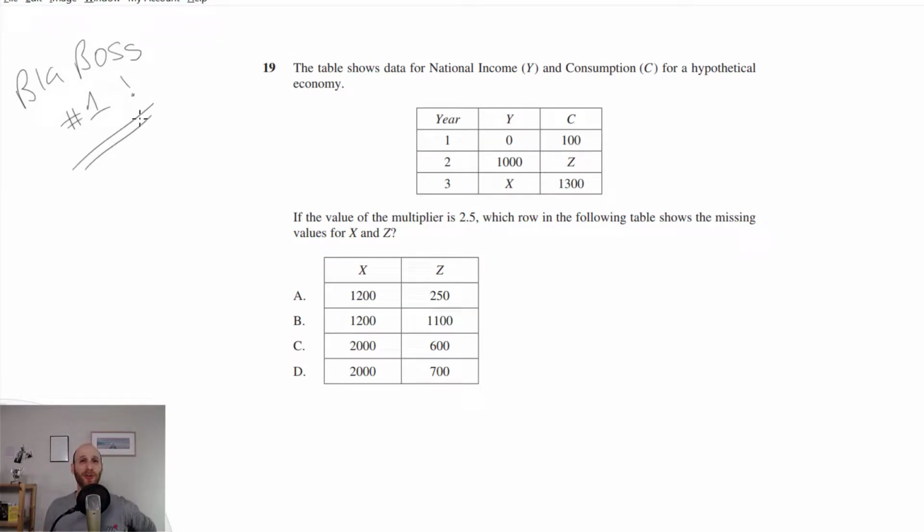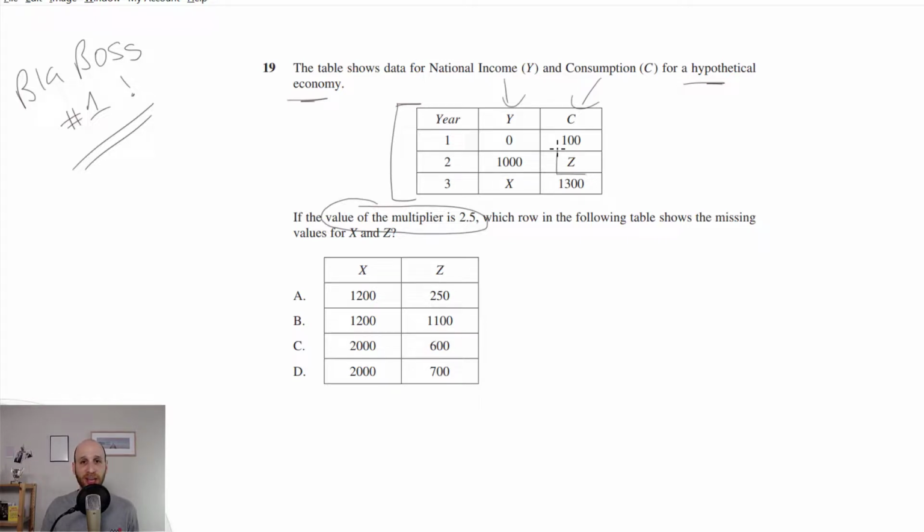Question 19 is our first big boss of this walkthrough. So we're going to need all of our skills to try and tackle this question. It's not easy. So this is one of our famous multiplier questions that I know we all love and adore. So here we got national income and consumption for that lovely hypothetical economy. They've been very kind and they've told us that the value of the multiplier is 2.5.